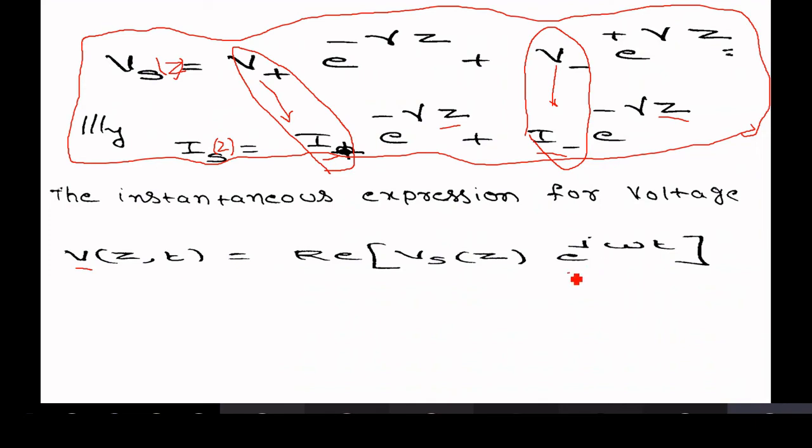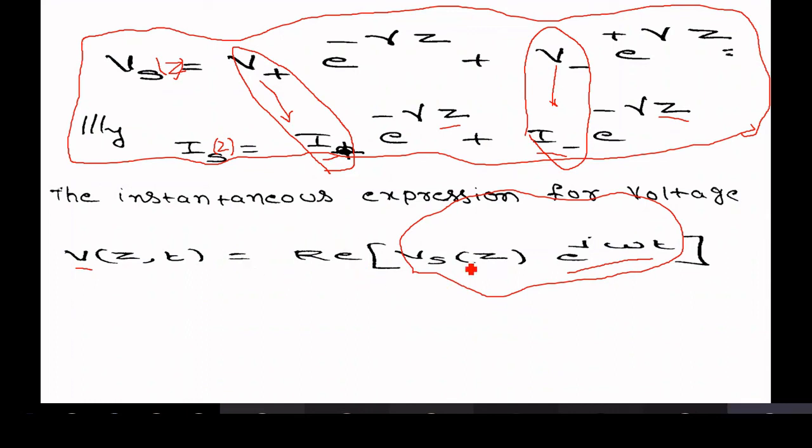So by multiplying Vs of z with e power j omega t, and if you take the real part of this entire term, you will get the instantaneous expression. So if you substitute Vs of z here, you will have V plus e power minus gamma z plus V minus e power plus gamma z, and multiply with e power j omega t. Substitute and find the expression.